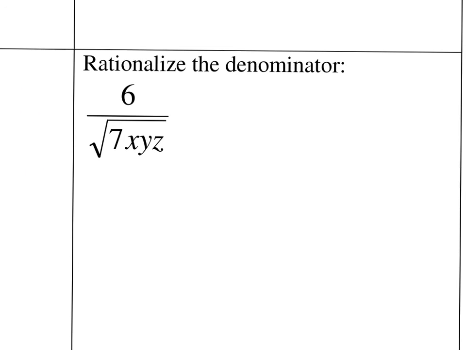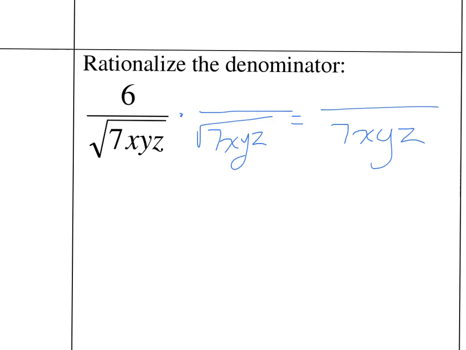Six over the square root of 7xyz. We're going to multiply the denominator, the square root of 7xyz times itself. That would give us 7xyz. When you multiply a square root times itself, the square roots multiply out. So the square root of 7xyz here, and that gives us 6 square root of 7xyz. When I look here, the 6 and the 7 will not reduce, and this xyz don't have any variables outside here to reduce with, so this is our final answer.